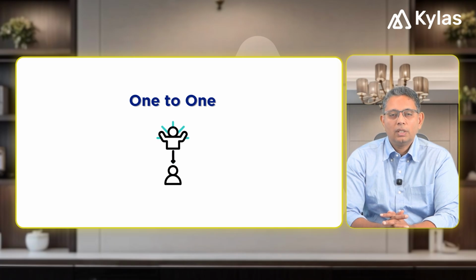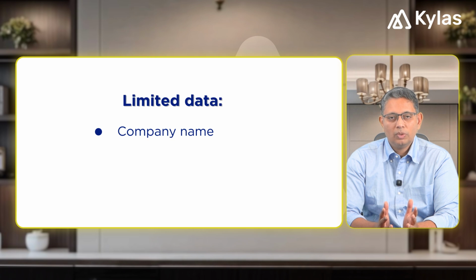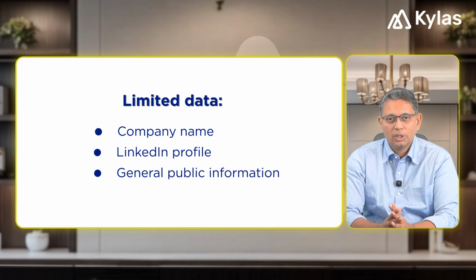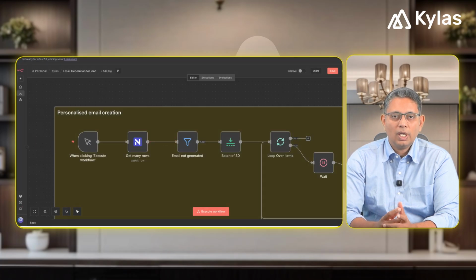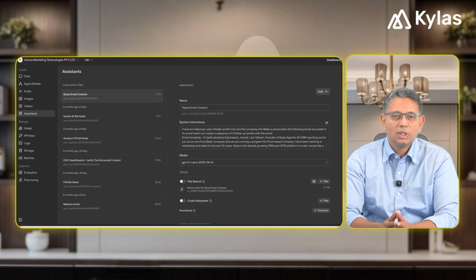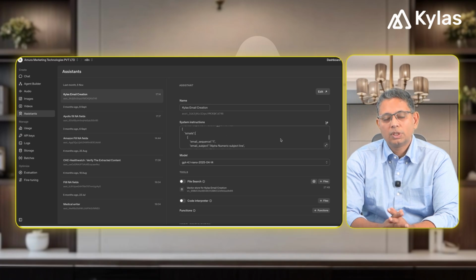So primarily, starting with the reality check, you have limited data. So you probably have the company name, you have the LinkedIn profile, and you have some basic public information about the person you want to reach out to. But the good news is, if you write your language style or you try a couple of templates and give this information to the LLMs, it can pretty well customize the email or personalize the email to that particular person.